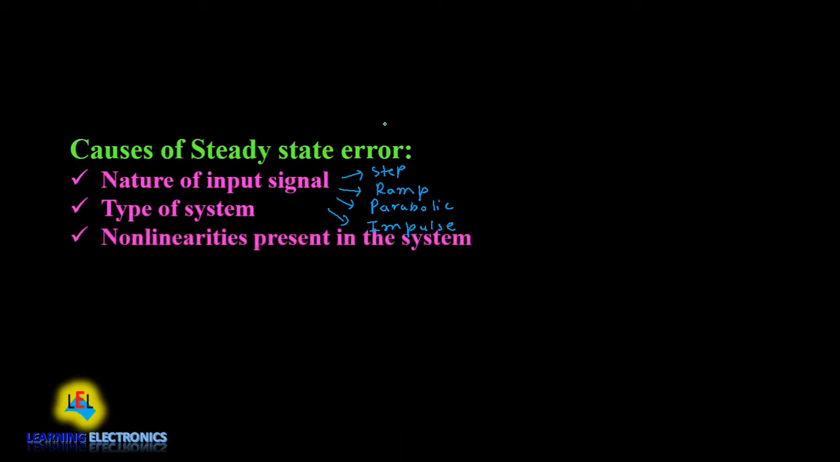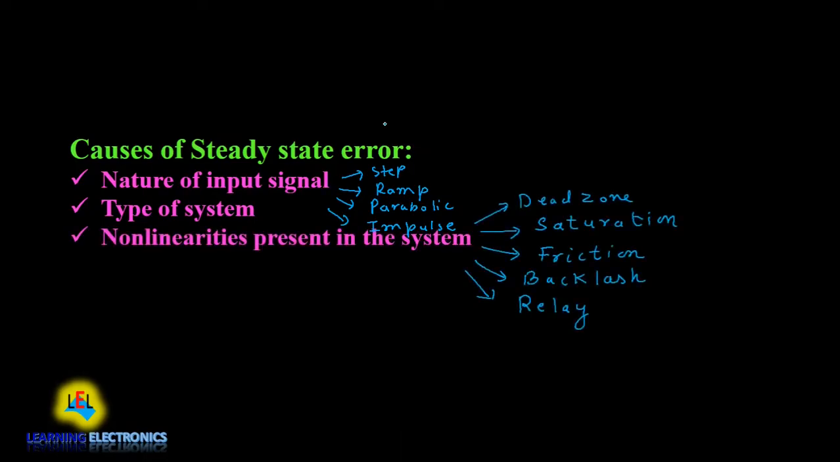Third one is non-linearity present in the system, such as dead zone, saturation, friction, backlash and relay. As we are studying the transfer function approach, which is only applicable to linear systems, the effect of non-linearities is not discussed here.